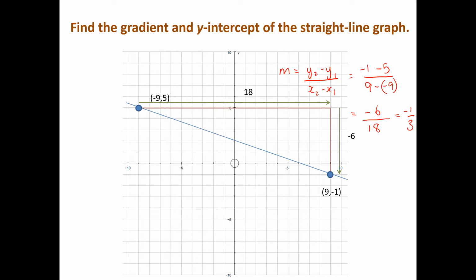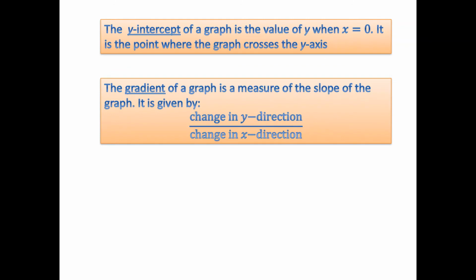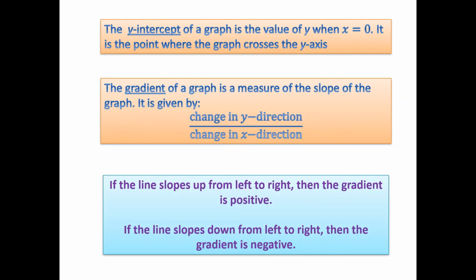So that is how we find the gradient of a straight line graph. We've got the formula and we've got the picture. We can use either to help us. Now the y-intercept that we've looked at before is the value of y when x equals 0. It's the point where the graph crosses the y-axis. The gradient is the slope, and it's the change in y divided by the change in x. And we have the double check of knowing whether a gradient is positive or negative.